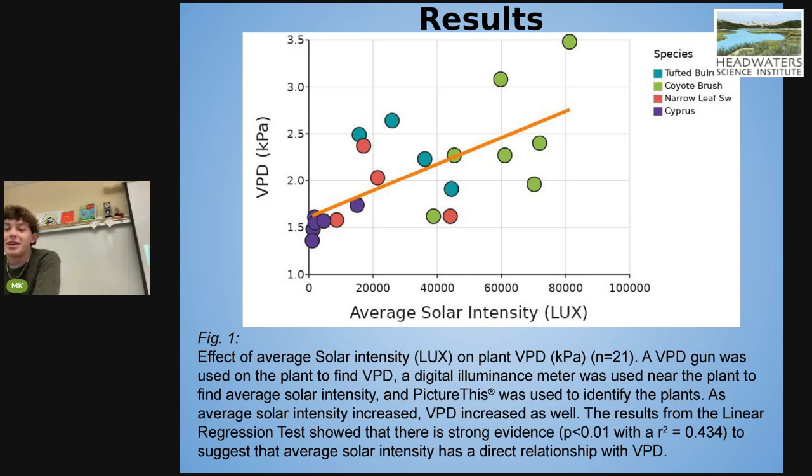Just based on this, if you look at these two data points, the coyote brush is actually pretty low at a higher solar intensity because it's suited to a wider range, whereas the cypress is suited to a more particular habitat.